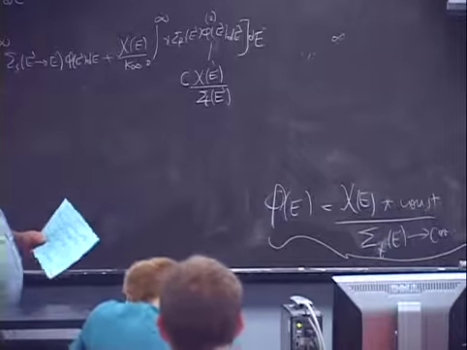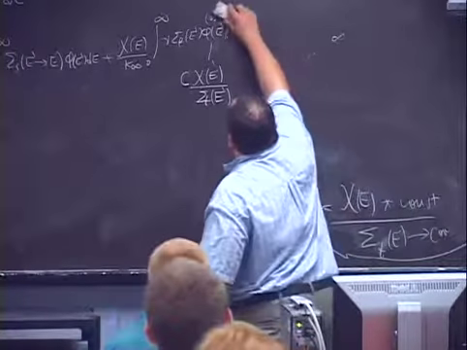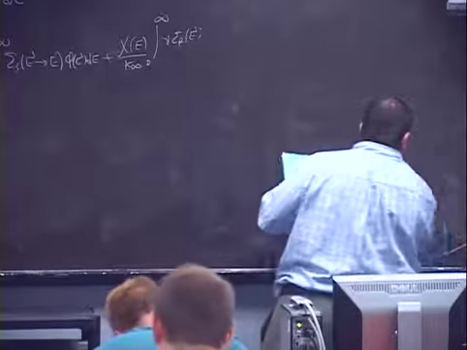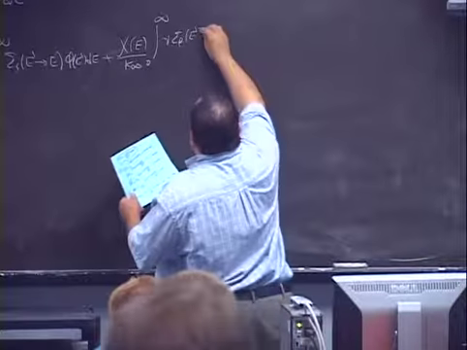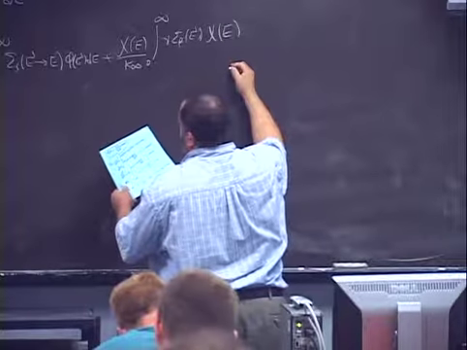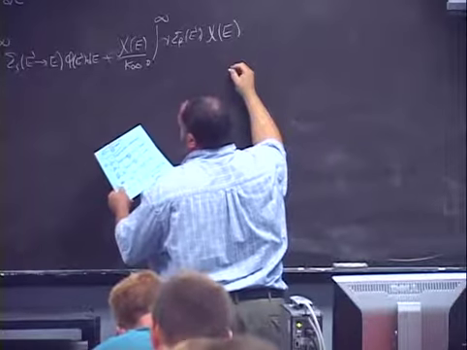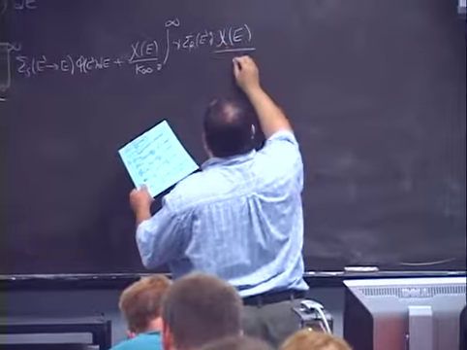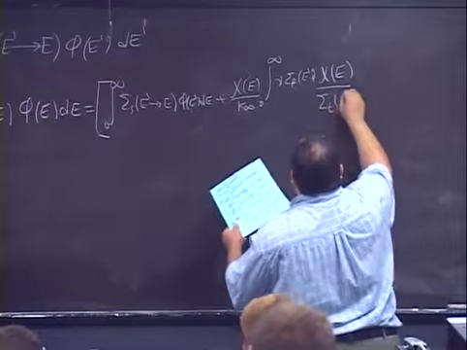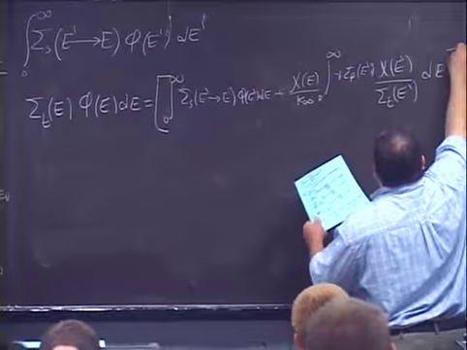So when you do this, this will be just chi of E divided by sigma total of E, dE prime.